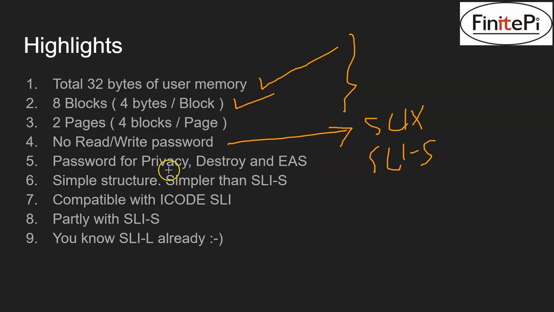There are 3 passwords in this tag, one for the privacy and destroy, and another to protect the EAS. Now it's a very simple structure, and if you have been seeing all my previous videos, this is much simpler than the SLIS. The previous video was on SLIS, so if you have seen that, you'll see that this is a very simple tag. This is compatible with the ICODE SLI.